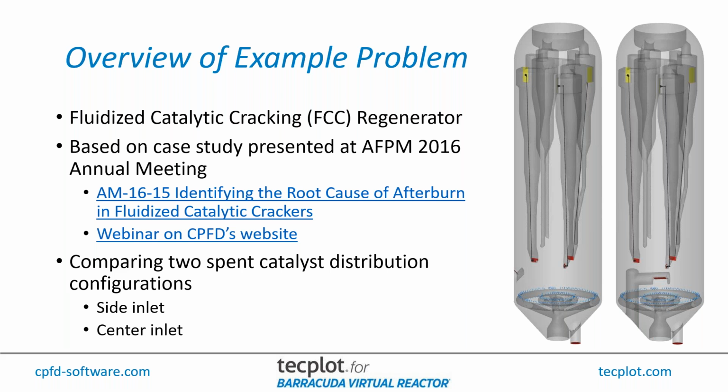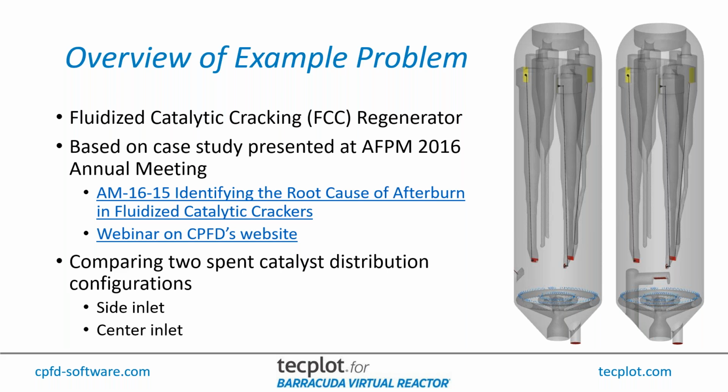A quick overview of the example problem we're going to be using for this demo today. This is a large industrial scale fluidized catalytic cracking regenerator, and Barracuda is very strong in this area. It's kind of become an industry standard for people who are doing simulations of FCC regenerators. This particular example is based on a case study that was presented at the 2016 AFPM annual meeting. There's a paper available if someone wants to dig into more of the details of the case study itself and what the engineering conclusions were.